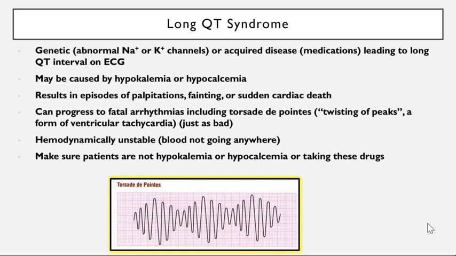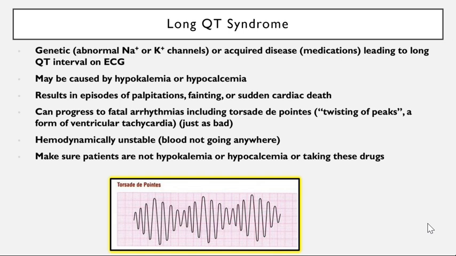So you also have long QT syndrome. You get these twisting peaks. This is really, really bad for patients when this presents, or when you see this on an EKG. This is a genetic problem with abnormal sodium-potassium channels. And then there are also some medications that lead to long QT syndrome as well.